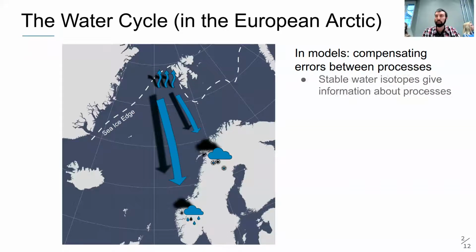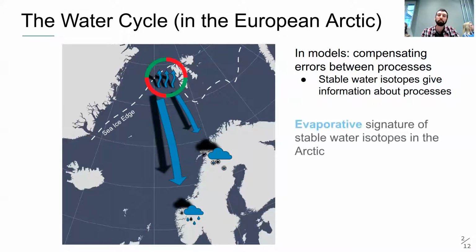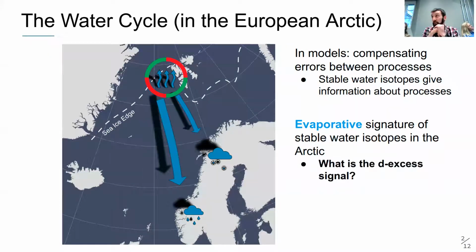And so, as many of us are familiar with, of course, when you're dealing with processes in the water cycle, you can use stable water isotopes to give information on these processes. So for my own part, I focus on evaporation in the Arctic, looking at the evaporative signal of stable water isotopes there. More specifically, looking at the question of what is the deuterium excess signal that we see in the Arctic, specifically during evaporation.